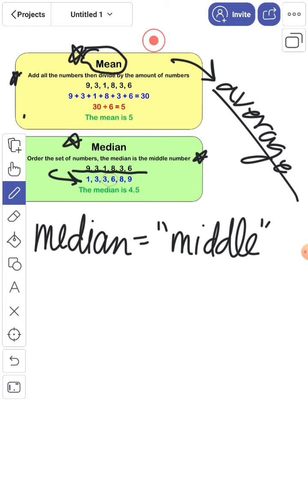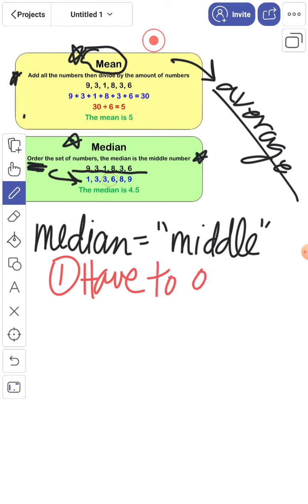So the most important step is you have to order the numbers first. From least to greatest, you order the numbers. The tricky part about median, well, the first tricky part, you have to order the numbers.